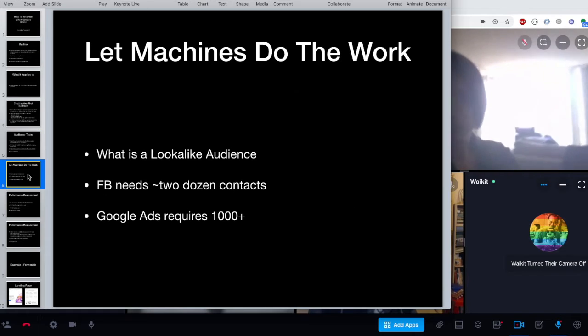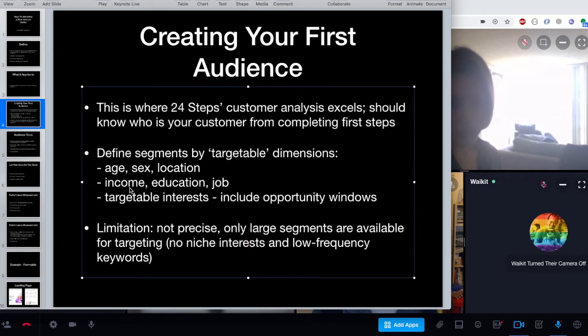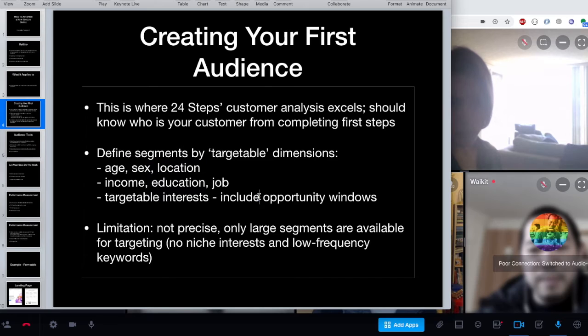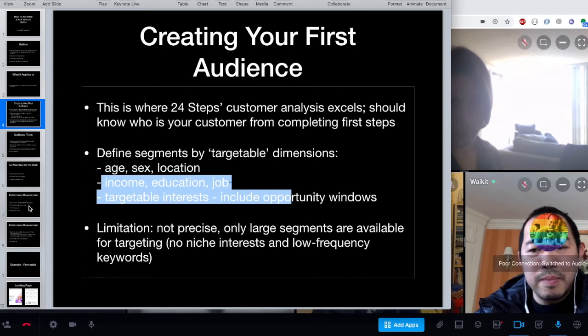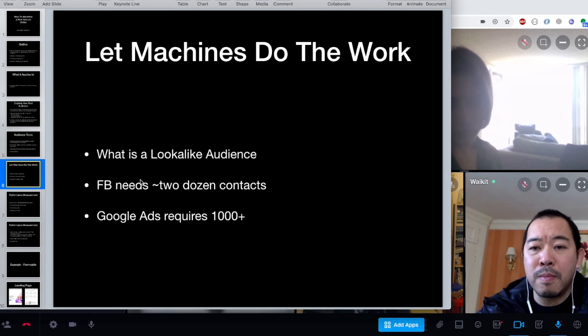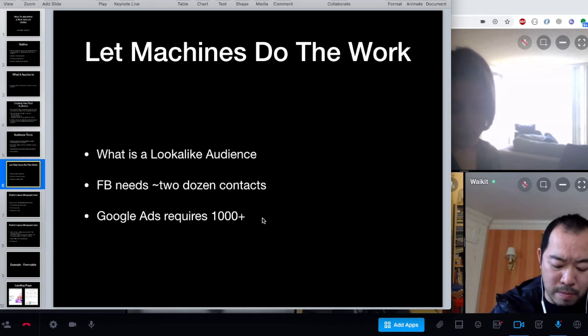The other way that's possibly even better is lookalike audiences. So lookalike audiences is a great way. And the way they work, instead of trying to make all that segmentation from income and interests and everything else, what you could do is, if you have a list of people large enough, and what large enough means is very different across the platforms.